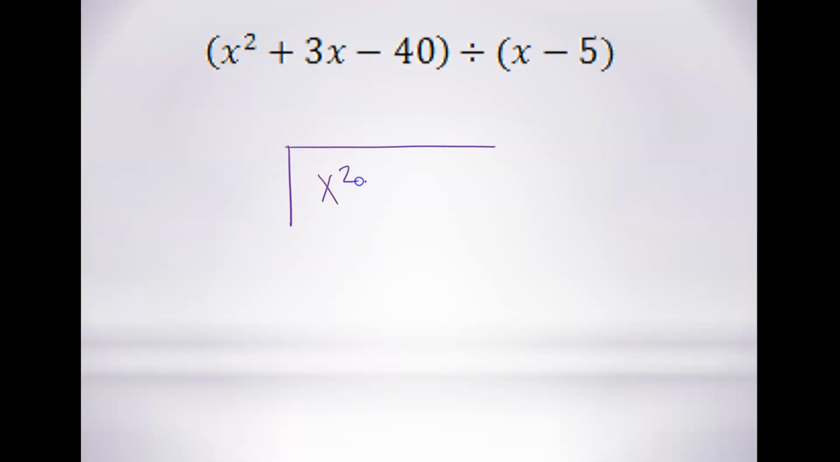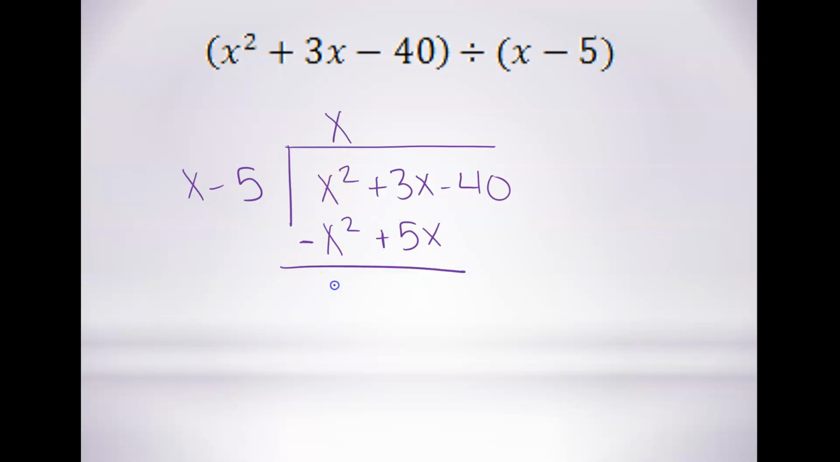So, dividend, x squared plus 3x minus 40, divisor, x minus 5. Let's work on that quotient. X times x gives me x squared. Multiplying it back, you get x squared minus 5x. Changing our signs, we get negative positive. So you get a 0, and then 8x, and you bring down your next term, which is negative 40.